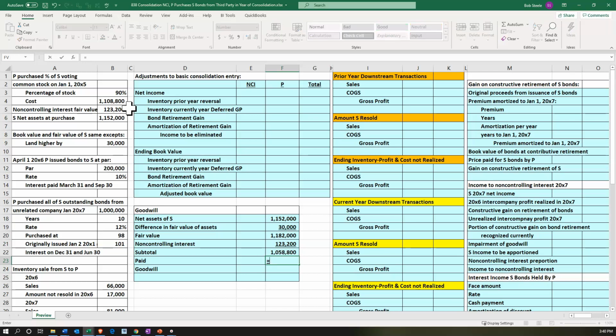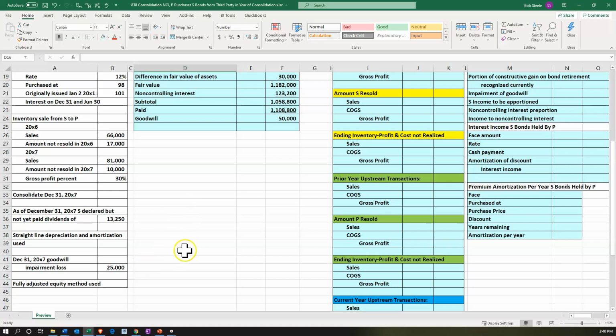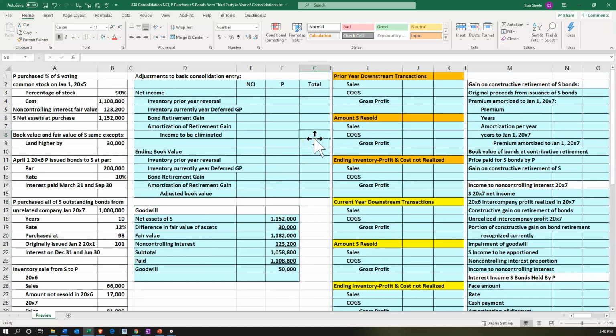But then how much did they actually pay? Let's just check it out to see if there is any goodwill. They paid $1,108,800. Therefore, there is goodwill between the difference of them, and that goodwill is going to be $50,000. So the original goodwill was $50,000. We said it was impaired. Then later on, it was impaired by $25,000. It's going to go down to $25,000.